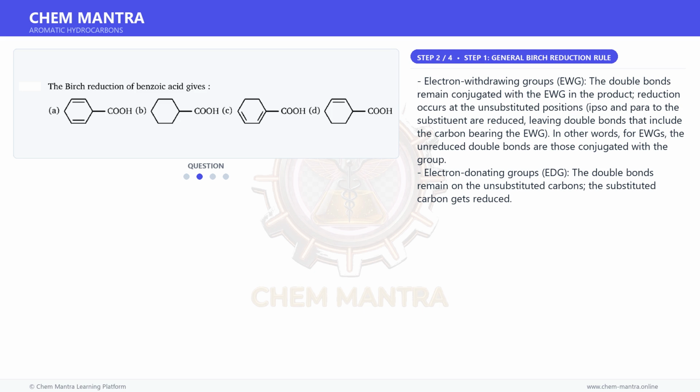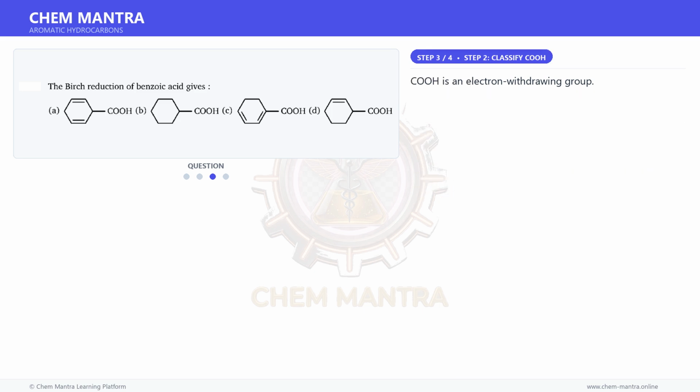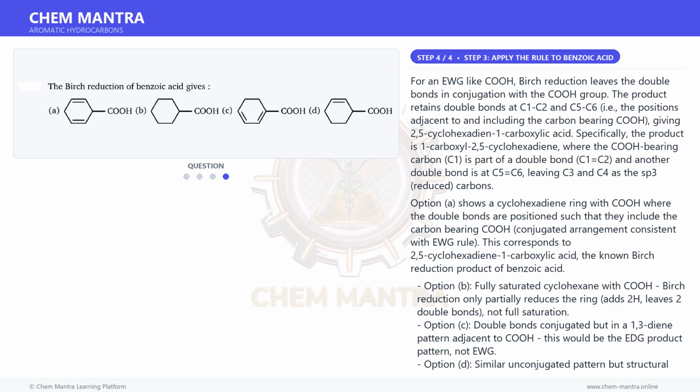Electron donating groups, EDG. The double bonds remain on the unsubstituted carbons. The substituted carbon gets reduced. Moving on to the next step. CHO is an electron withdrawing group. And for the final step. For an EWG like CHO, Birch reduction leaves the double bonds in conjugation with the CHO group.